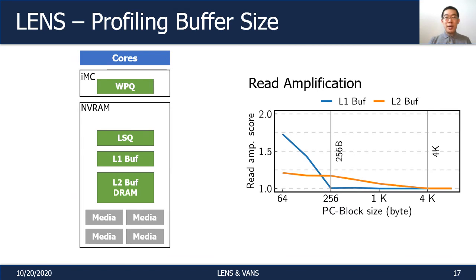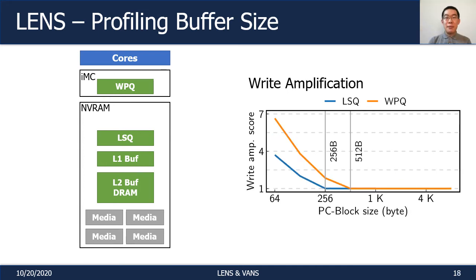Here we show the read amplification factor under different block sizes for the L1 buffer and L2 buffer separately. We notice that L1 buffer amplification drops to 1 with a 256-byte block, which means the L1 buffer entry size is 256 bytes. For the same reason, the L2 buffer entry size is 4 kilobytes.